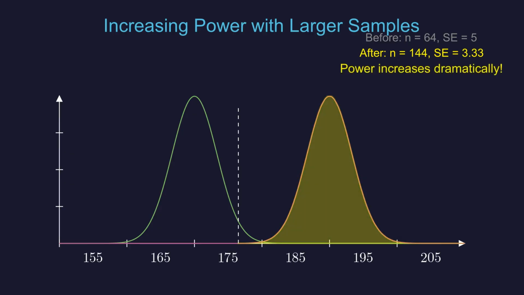Look at how much larger the power region becomes. The distributions are much more separated, making it much easier to detect a real difference. This is why sample size planning is so important in research design.